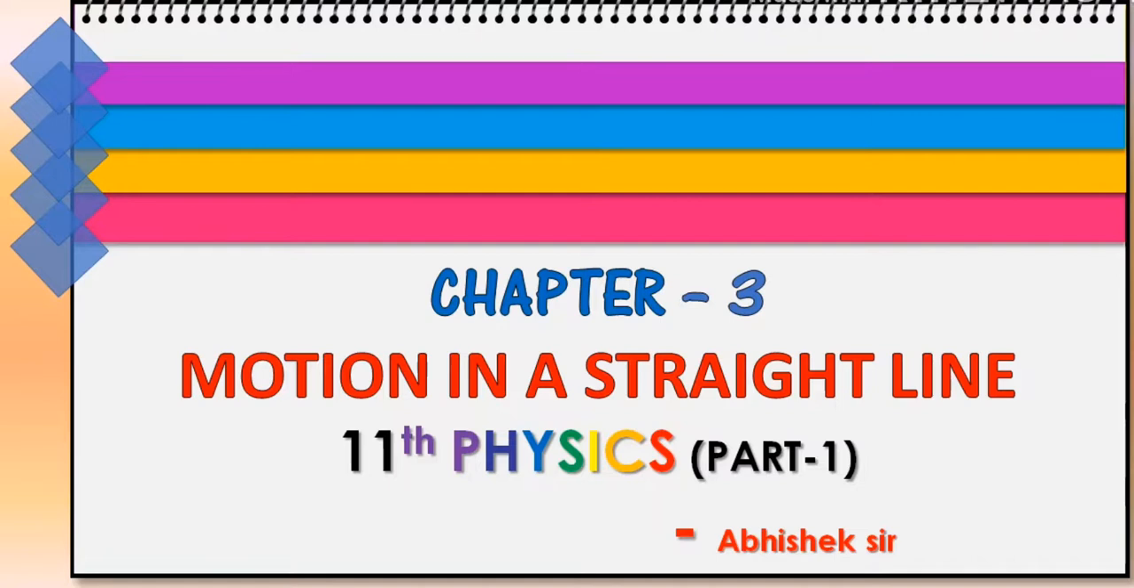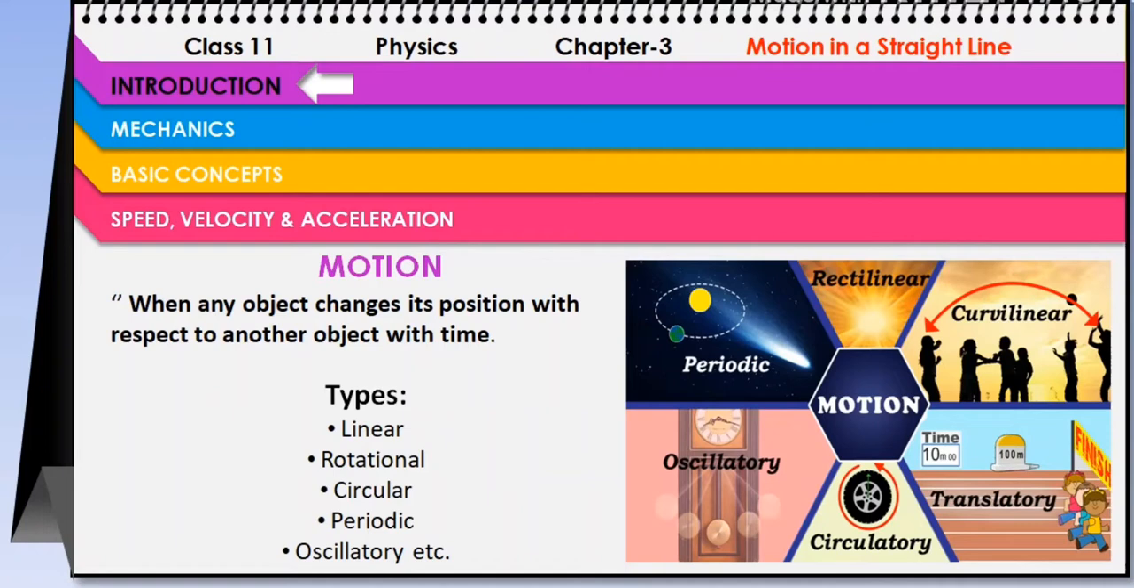We are studying class 11 physics. Now we are on chapter 3, motion in a straight line. Today we will understand a few basic things like introduction, mechanics, what is mechanics, what are the sub branches of mechanics, basic concepts and speed, velocity and acceleration in short. Okay, and at the end I'll give you a few numericals based on these topics to solve in the notebooks. So let us start with the introduction part.